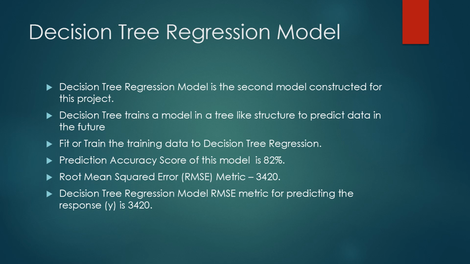Decision tree regression model is the second model constructed for this project. Decision tree trains a model in a tree-like structure to predict data in the future in order to generate a meaningful response or output variable. The prediction accuracy score of this decision tree regression model is 82%. It generates a root mean square error of 3420.